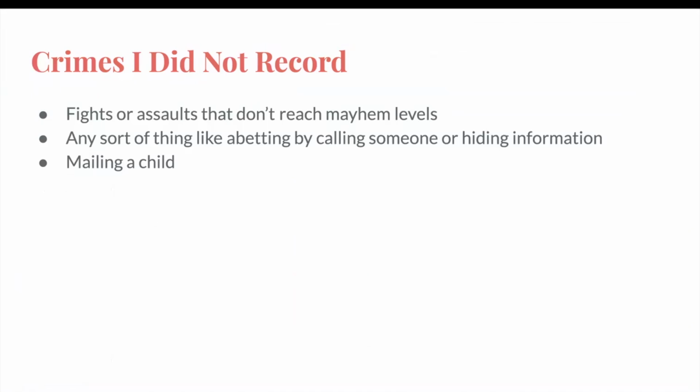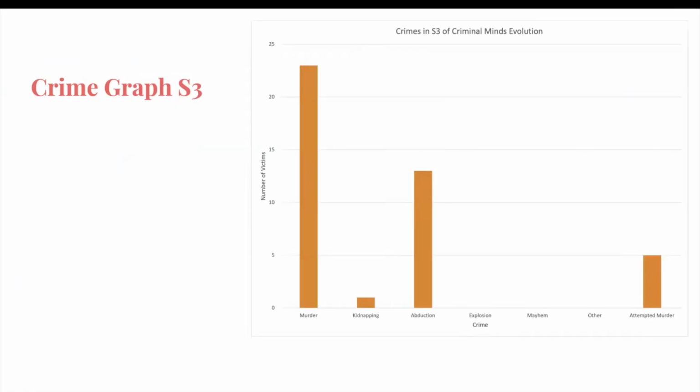There were a couple crimes this season that were definitely illegal, but I didn't record, so fighting or assaults that don't reach mayhem levels, any sort of thing like abetting by calling someone or by hiding information, as well as mailing a child. I obviously recorded kidnapping, but mailing a child does seem also illegal, but I didn't record it as a crime. This is the crime graph for season 3.